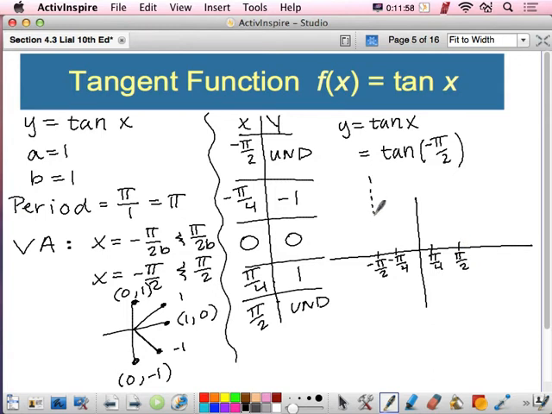At the ends, you'll put your vertical asymptotes. And then we'll go through and put our dots on. Our dots are negative pi over 4, negative 1; 0, 0; and positive pi over 4, positive 1. Then we connect them in a shape that looks a lot like a cubic function. That's what one period of tangent looks like. It's okay, it's not too bad.